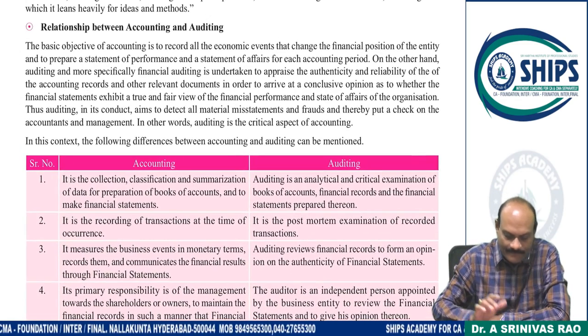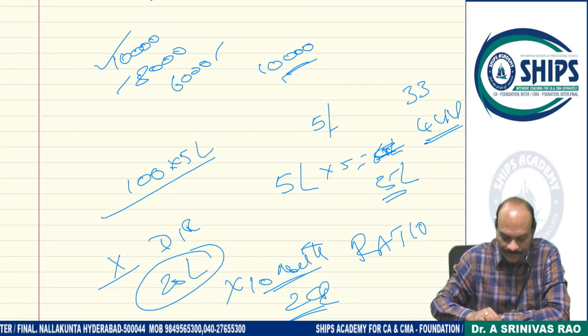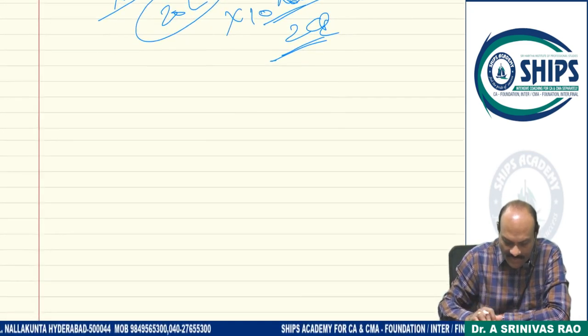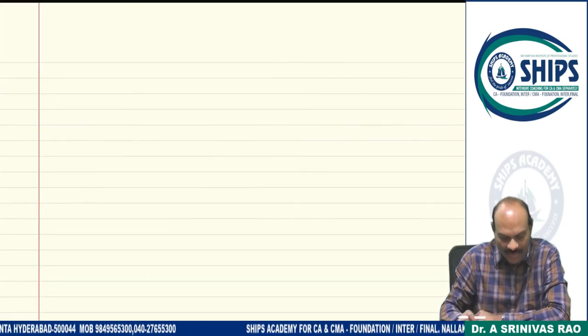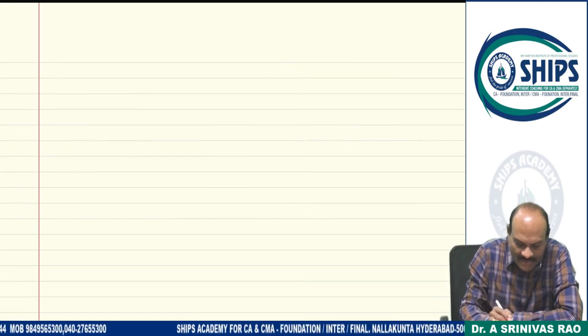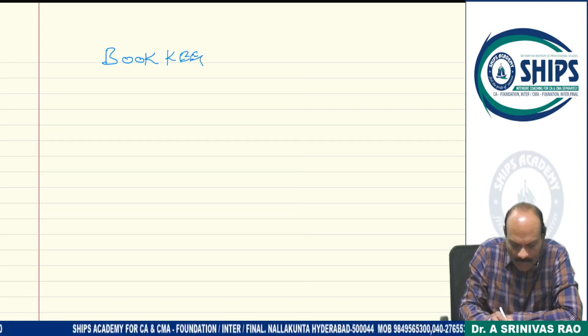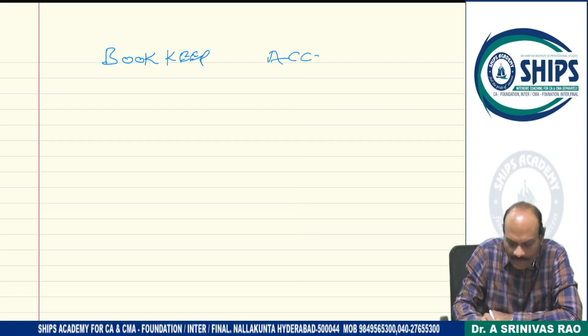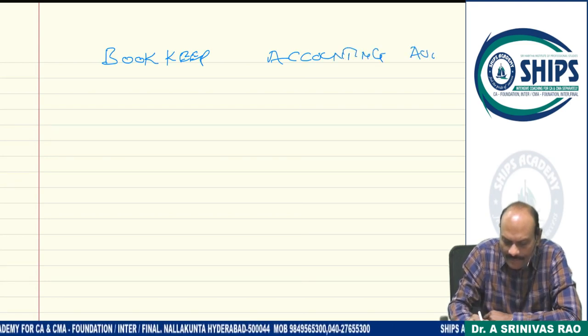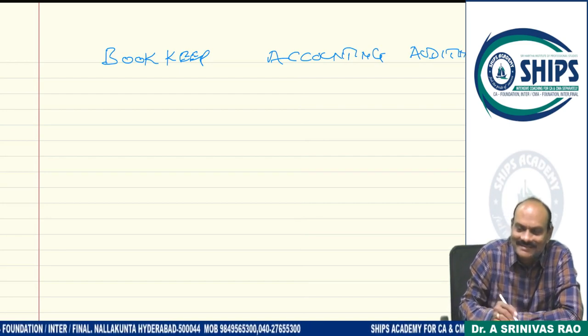Now let us understand what is the difference between accounting and auditing. First, we try to understand a basic outline. What is accounting? Otherwise, you can say, what is bookkeeping? Then accounting. Then auditing. What is bookkeeping?